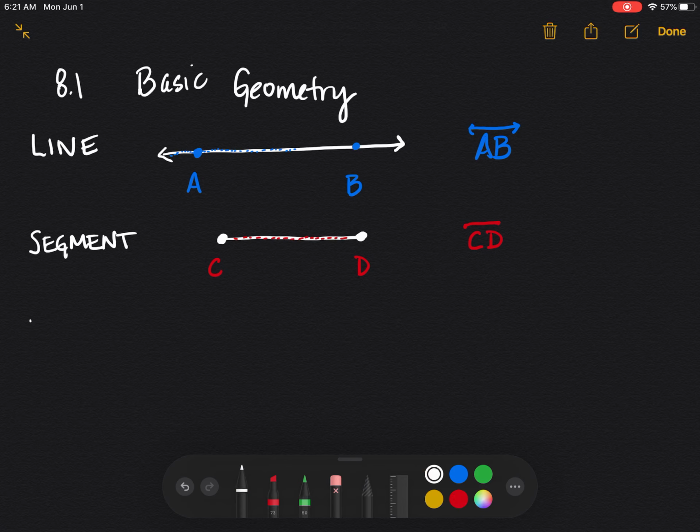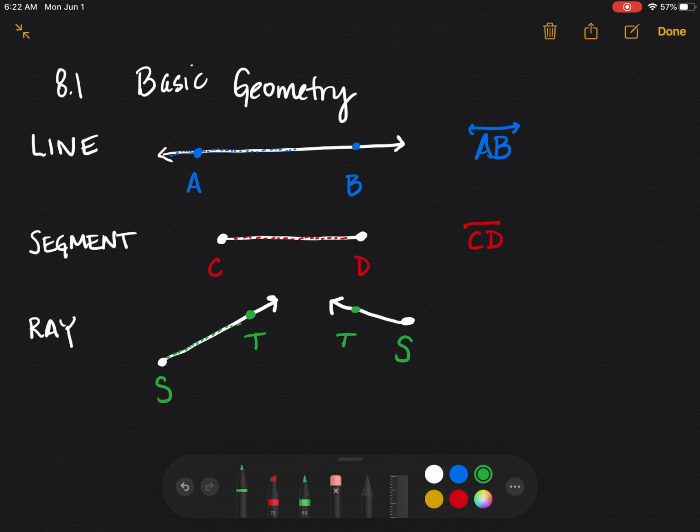Now, also in that family is a ray. A ray has 1 endpoint and 1 arrow. Okay, and again, there's infinitely many points along there, but we only care about the endpoint and another point on the ray somewhere. Now we always name it starting with its endpoint. So no matter what direction it goes in, we always name it starting with the endpoint. So keep that in mind, okay?